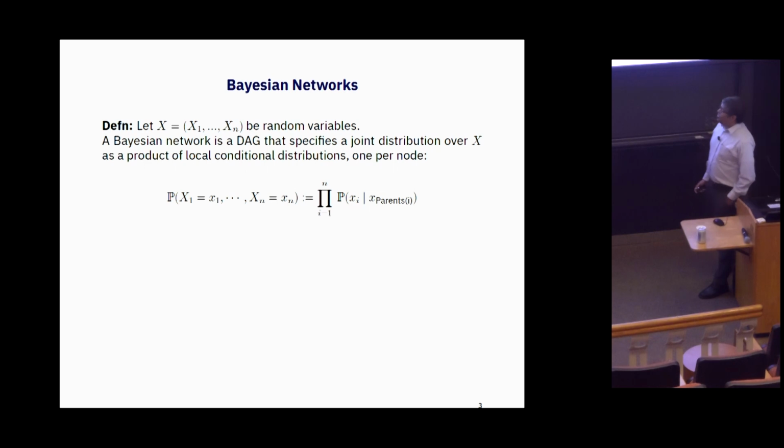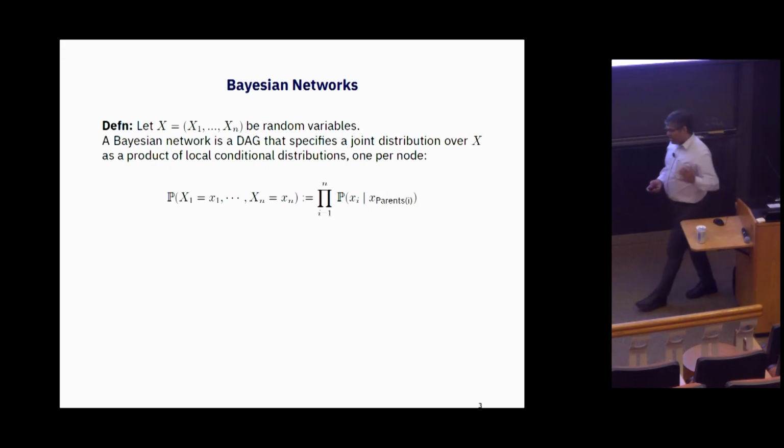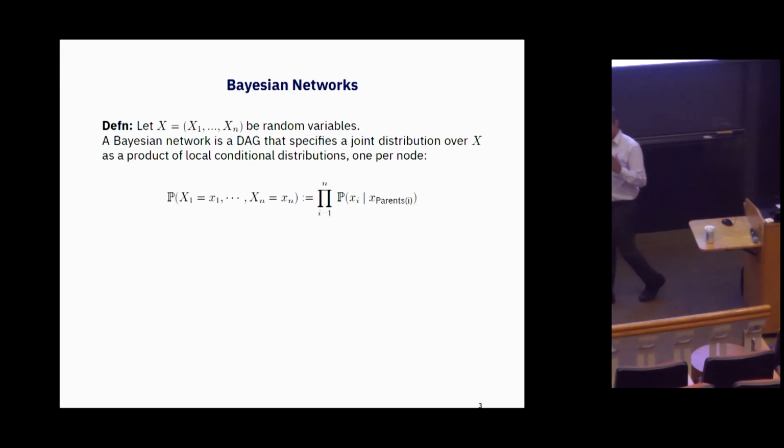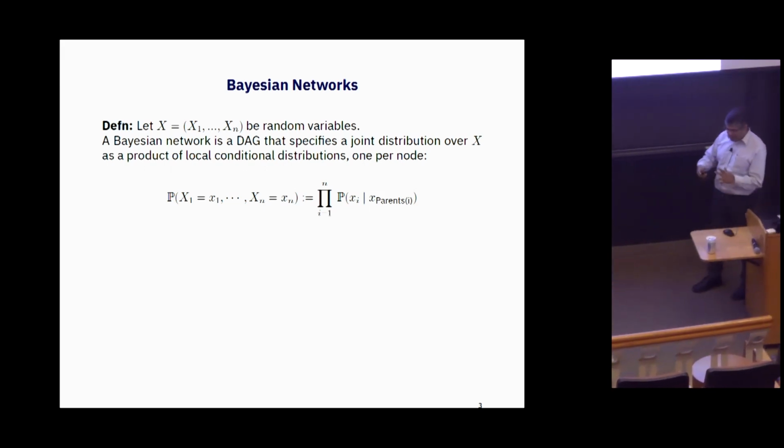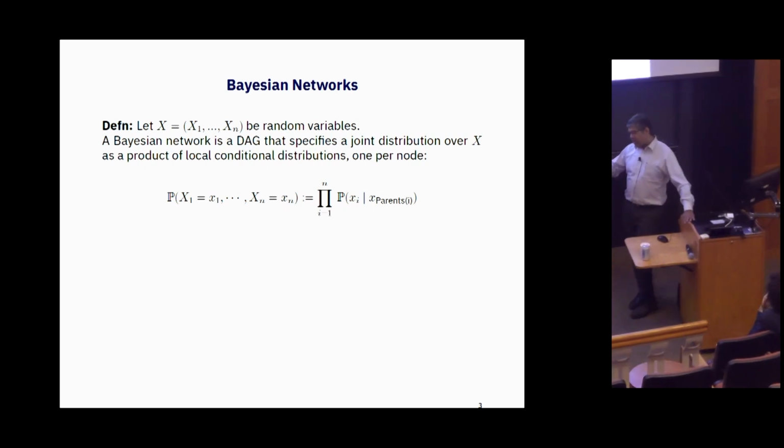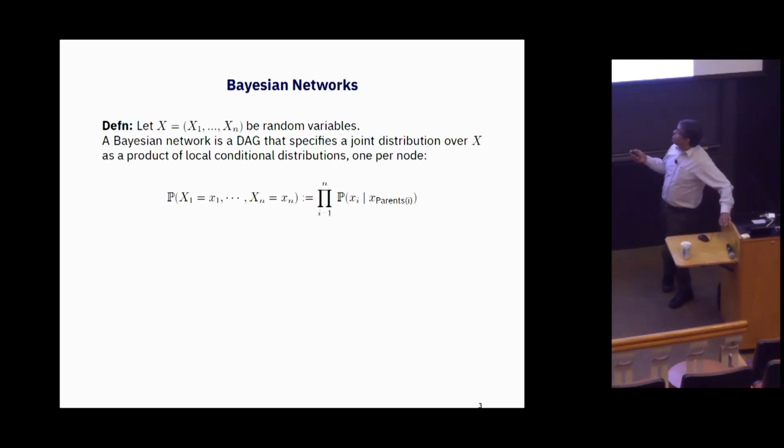So here's a formal definition of the association of the graph with the probability distribution factorization. If you have random variables x1 to xn, you have a directed acyclic graph defined on the nodes labeled by x1 to xn. Then the joint probability distribution factorizes in this way. It's a product of conditional distributions where you take each node given its parents in the graph. And so this is an assumption.